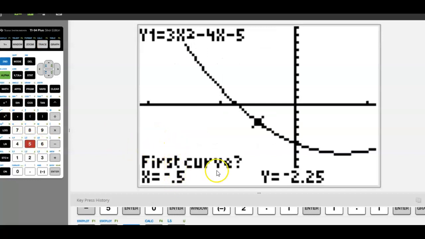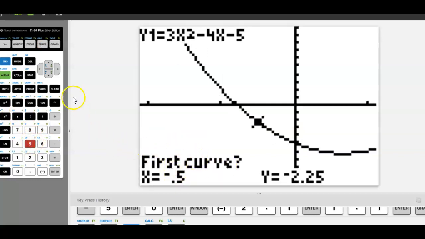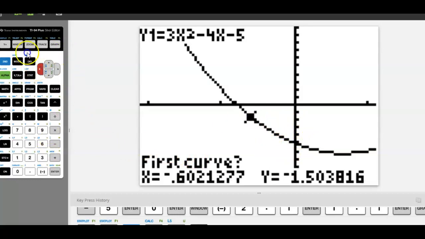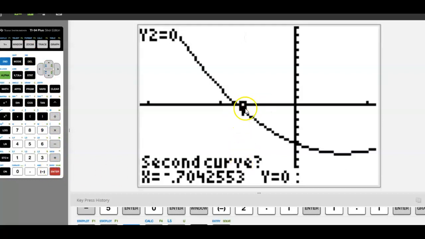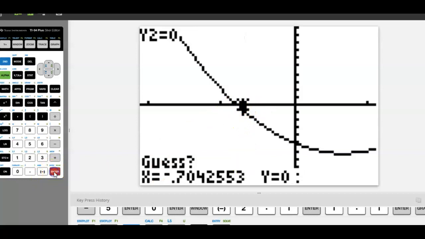And when you do that, you get this first curve. And you see you get a little cursor there. You kind of move the cursor till it's approximately where you want it. It doesn't need to be right on it. And then you hit enter. Now it says second curve. That's pretty close. Hit enter.